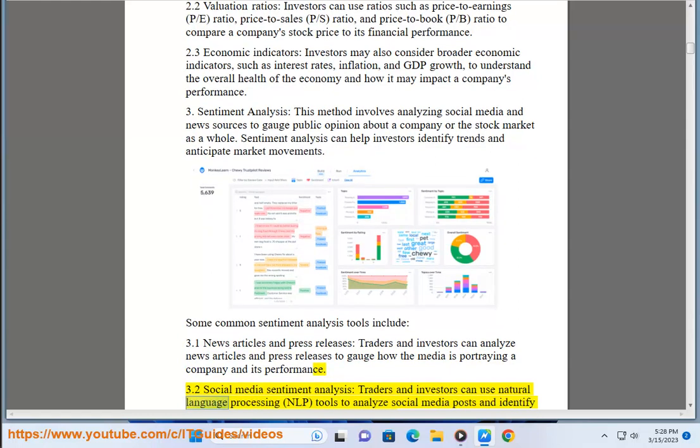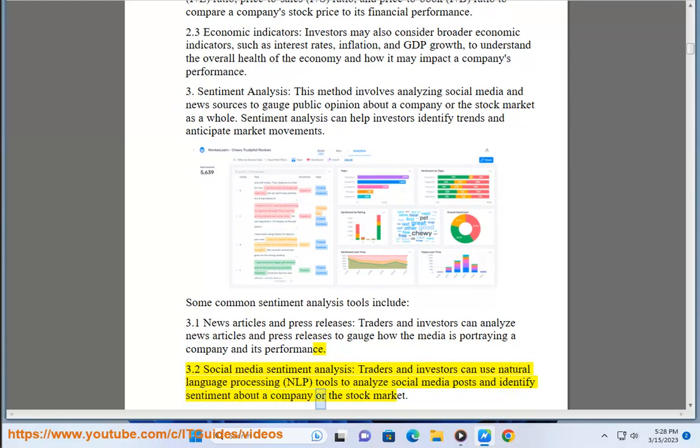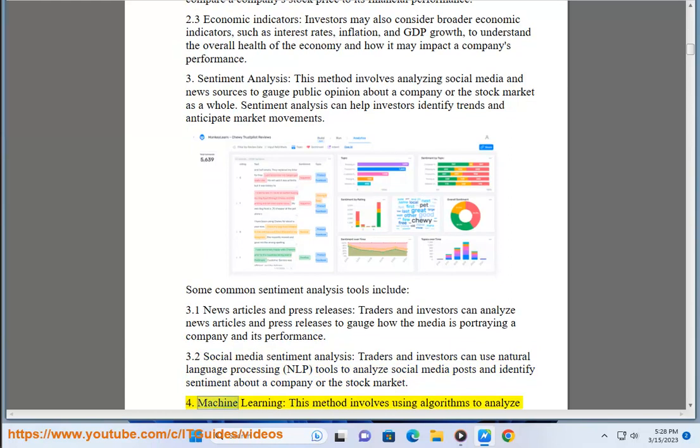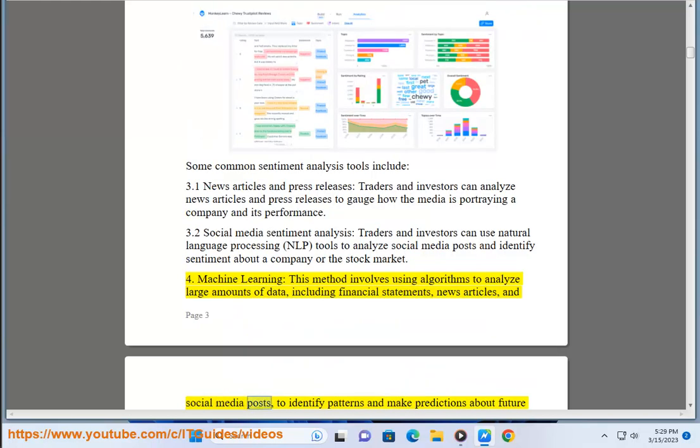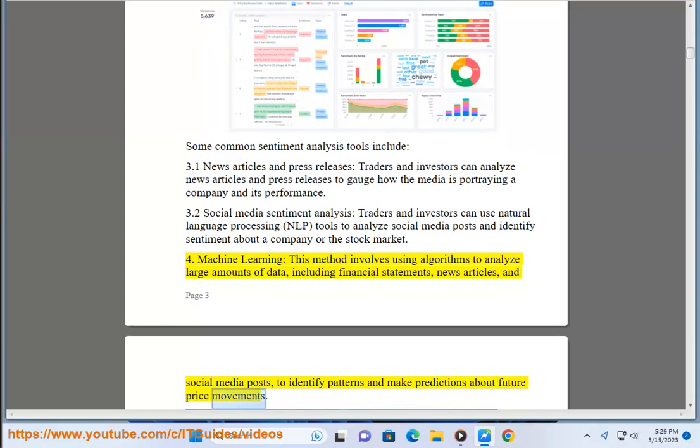3.2 Social media sentiment analysis. Traders and investors can use natural language processing, NLP, tools to analyze social media posts and identify sentiment about a company or the stock market. 4. Machine learning. This method involves using algorithms to analyze large amounts of data, including financial statements, news articles, and social media posts, to identify patterns and make predictions about future price movements.